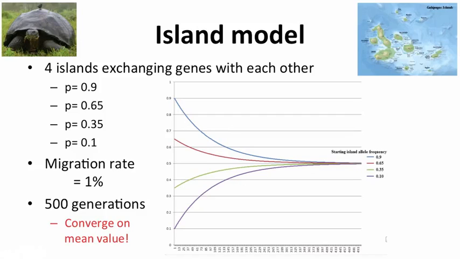Importantly, the allele frequency they converge on, assuming that this is symmetric migration, where everybody's receiving and sending off the same proportion of migrants, the equilibrium allele frequency, or the allele frequency upon which they converge, is the mean of all those islands. So if you take the mean of all these numbers, that would be 0.5. And you see by 500 generations, they're all pretty much at 0.5.